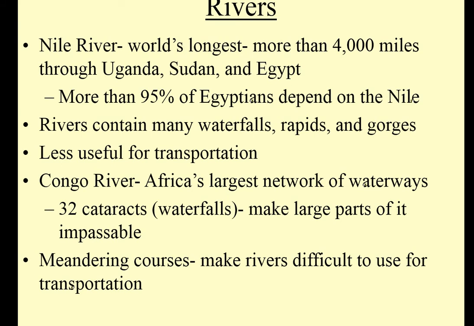The rivers contain many waterfalls, rapids, and gorges. The more waterfalls and rapids you have, the less useful for transportation, which makes the Congo River very difficult. It's Africa's largest network of waterways, but it's hard to transport people or goods on it because of the 32 cataracts or waterfalls. It makes it very impassable when you're trying to move goods if you have to go through waterfalls every few miles. Meandering courses, meaning the rivers travel in all different directions with sharp turns and curves, also make transportation very difficult.